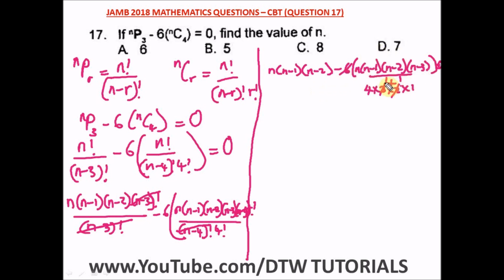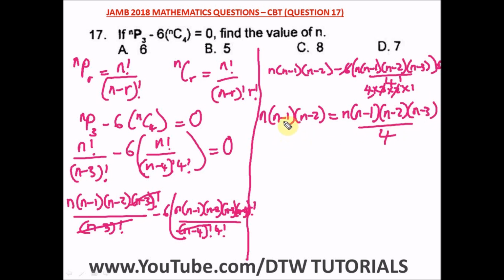We can now take all this to the other side. All right, so follow me closely, we have n bracket n minus 1 bracket n minus 2, taking minus, we've cancelled out the 6, taking minus bracket n minus 1 bracket n minus 2 bracket n minus 3 divided by only 4 here. Taking it to the other side is going to be a positive. This negative will turn to a positive, so we have equal to n bracket n minus 1 bracket n minus 2 bracket n minus 3 divided by 4.